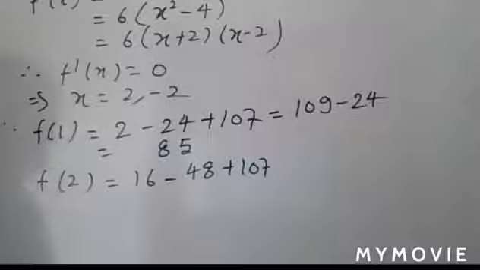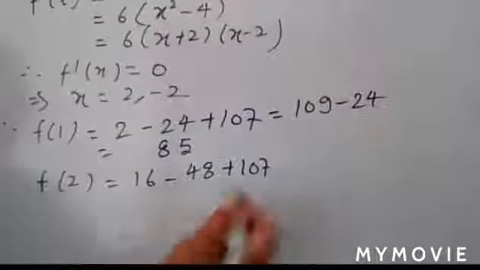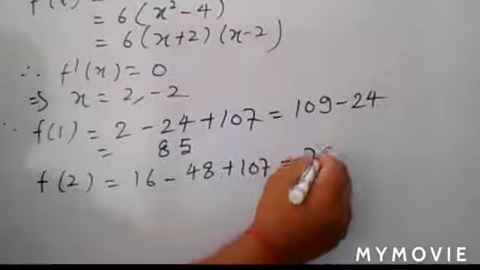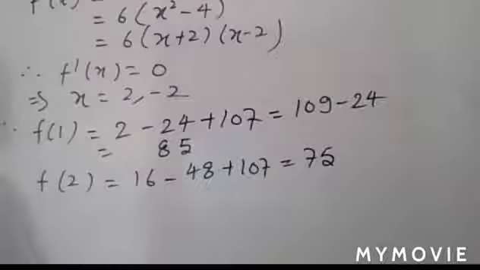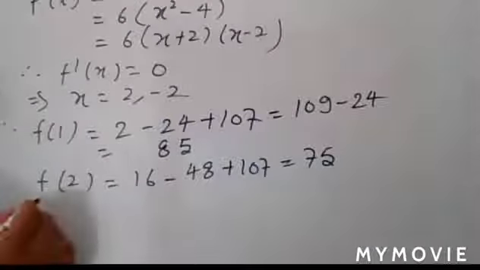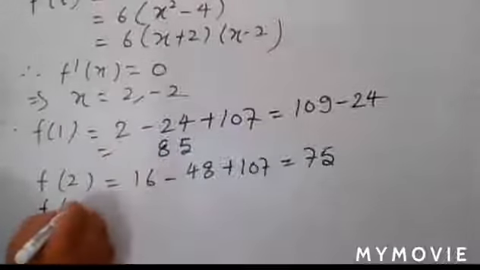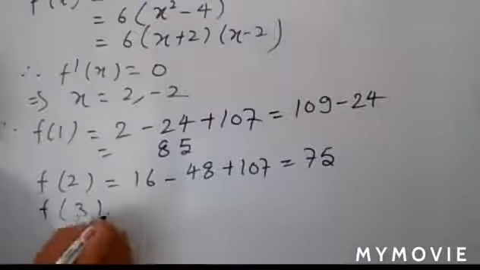Just solve here the value of f(2). Here, if you simplify, you have 75. That is equal to 75. Understand? Now you take the other value at the extreme point, f(3).